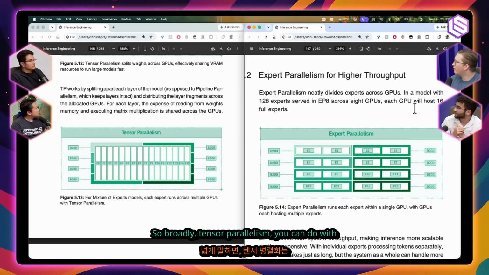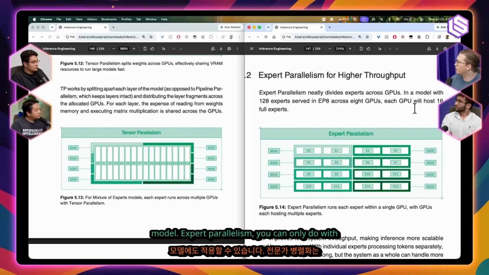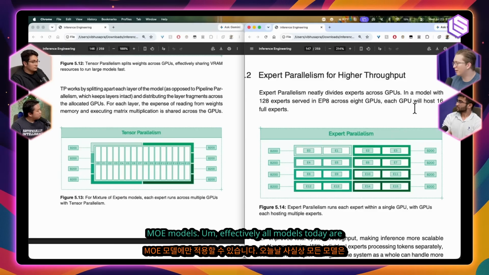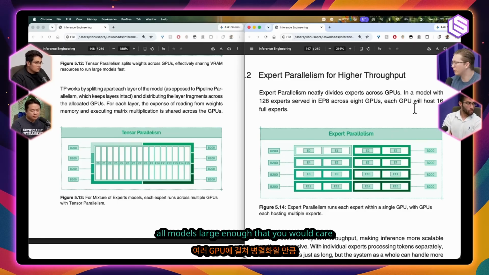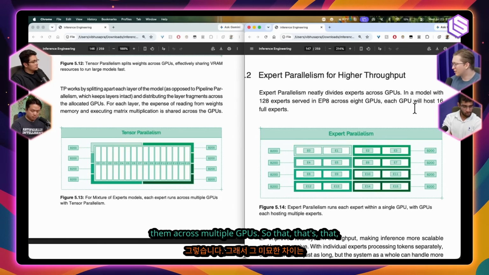Cool. So broadly, tensor parallelism you can do with any model. Expert parallelism you can only do with MoE models. Effectively, all models today are MoE models, at least all models large enough that you would care to parallelize them across multiple GPUs. So that nuance is less important now.